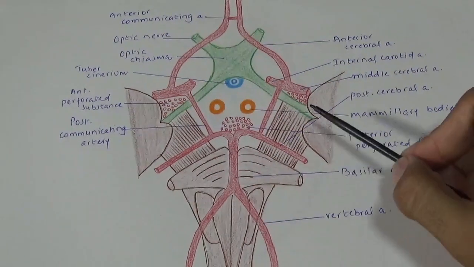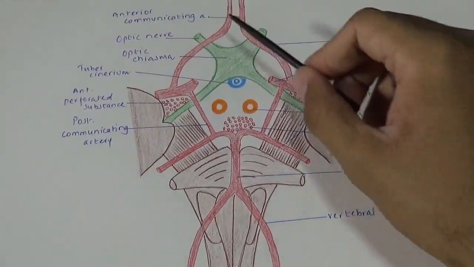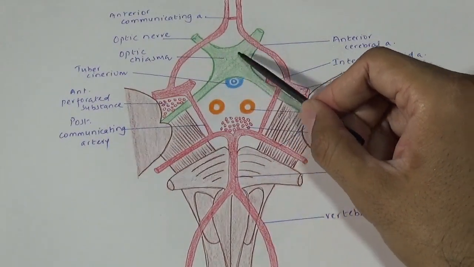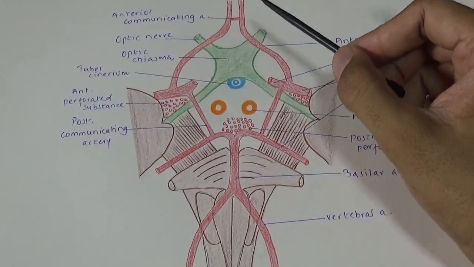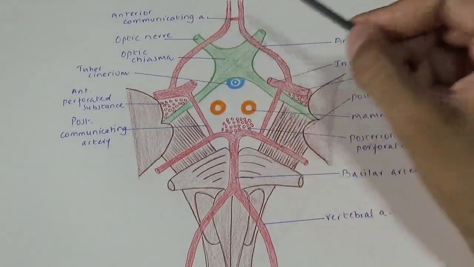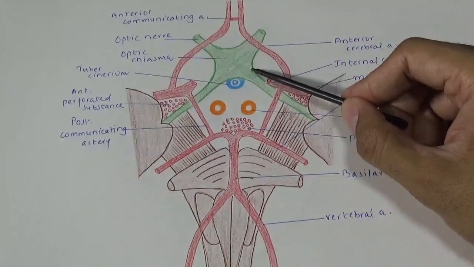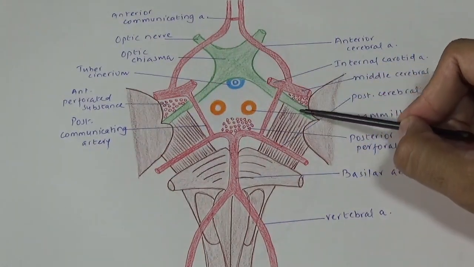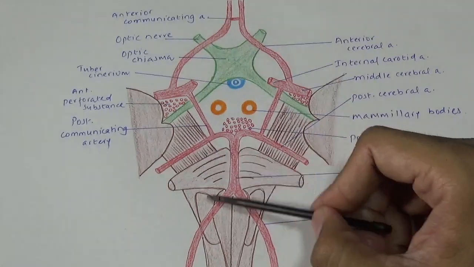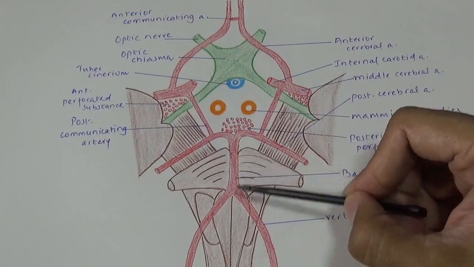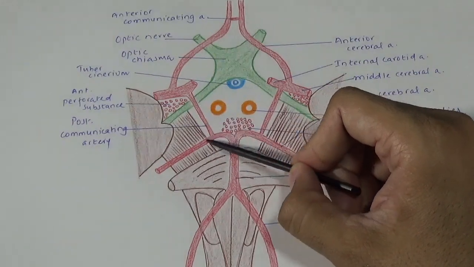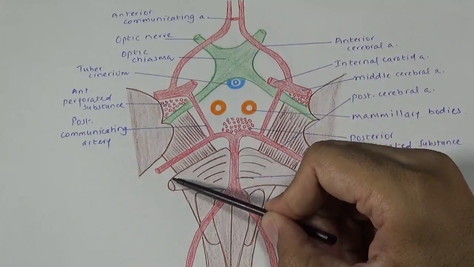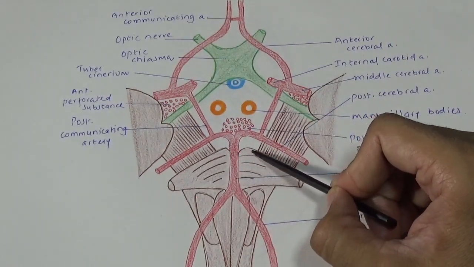Now this diagram is to show you the boundaries of interpeduncular fossa plus a portion of circle of Willis. So this is optic chiasma, which is a quadrilateral plate. It provides attachment to optic nerves anterolaterally and optic tract posterolaterally. So this is optic chiasma and these two are optic tracts. Similarly, this is brainstem, midbrain, pons and medulla, and these two are the basis pedunculi, and this is the upper border of pons.